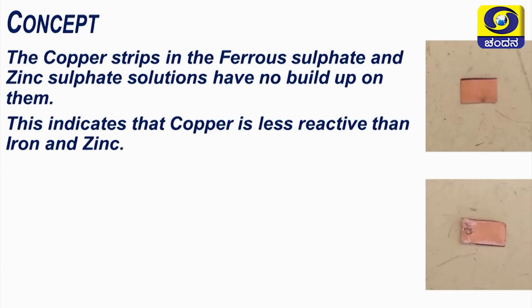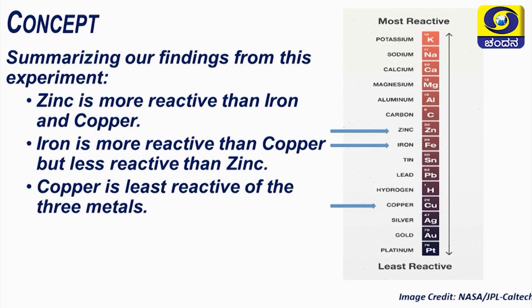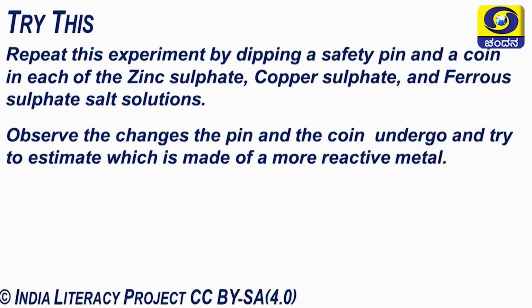The copper strips in the ferrous sulfate and zinc sulfate solutions have no buildup on them. This indicates that copper is less reactive than both iron and zinc. Summarizing our findings, zinc is more reactive than iron and copper. Iron is more reactive than copper but less reactive than zinc. And copper is the least reactive of the three metals.